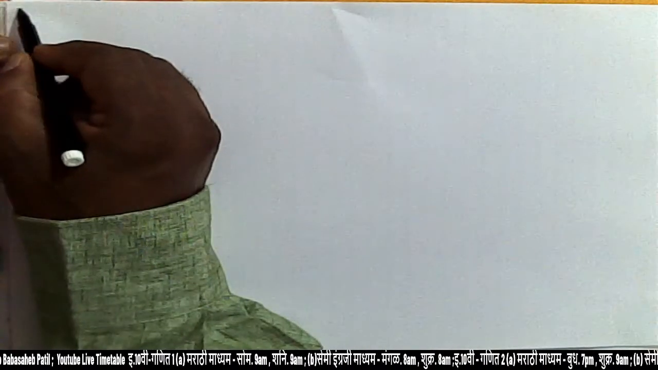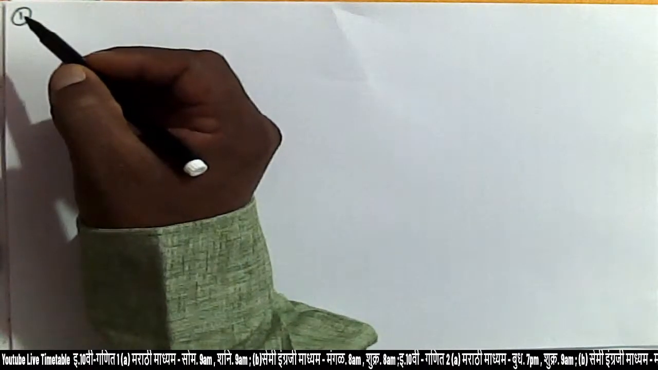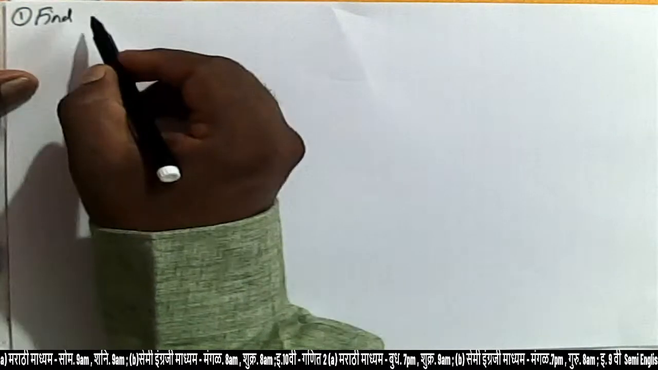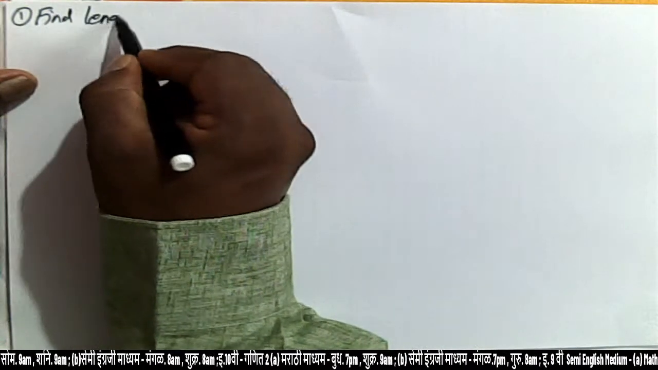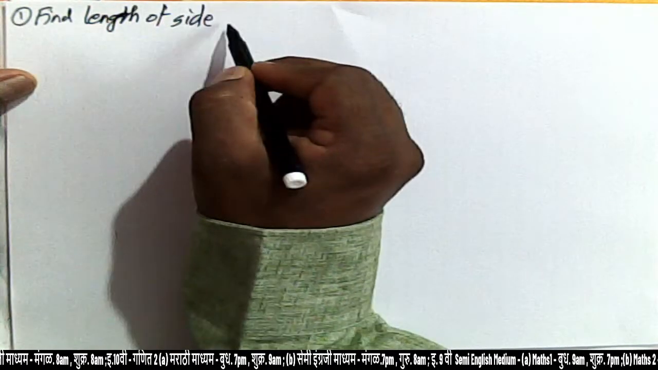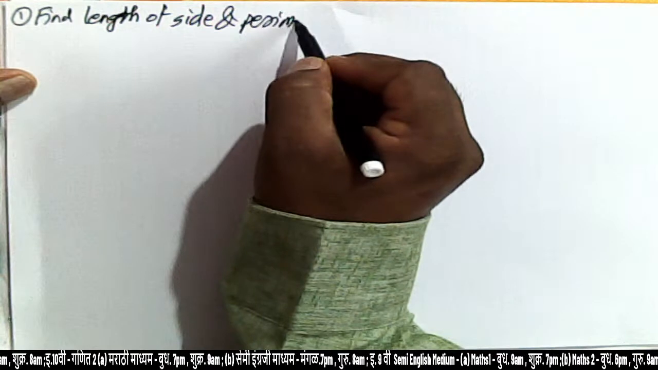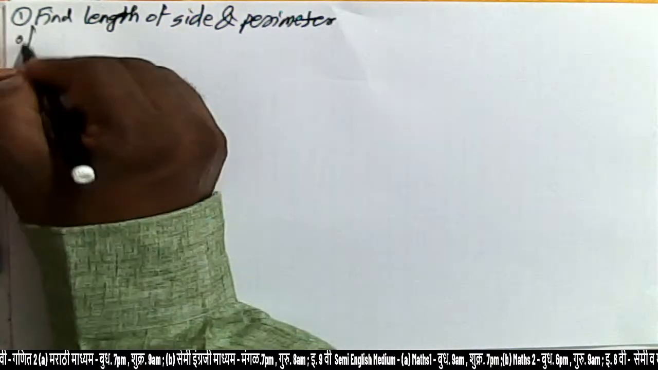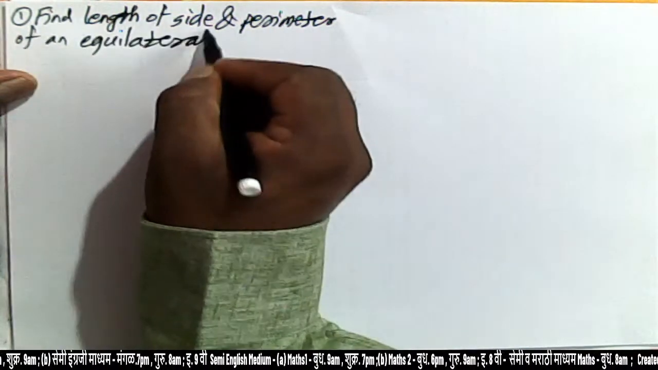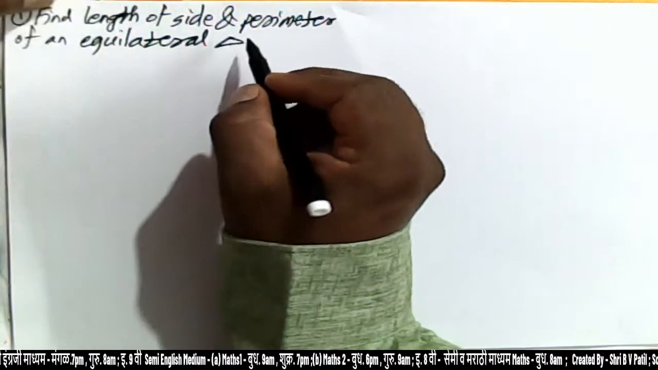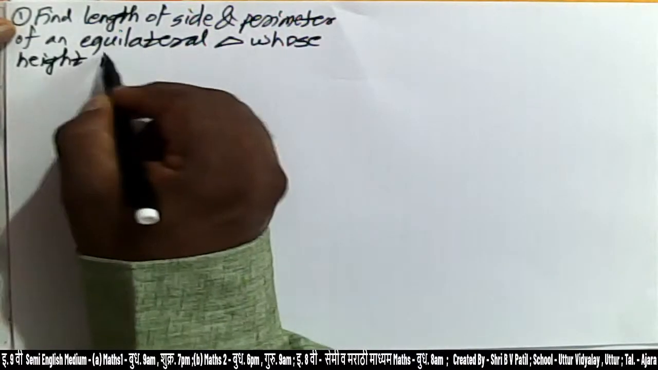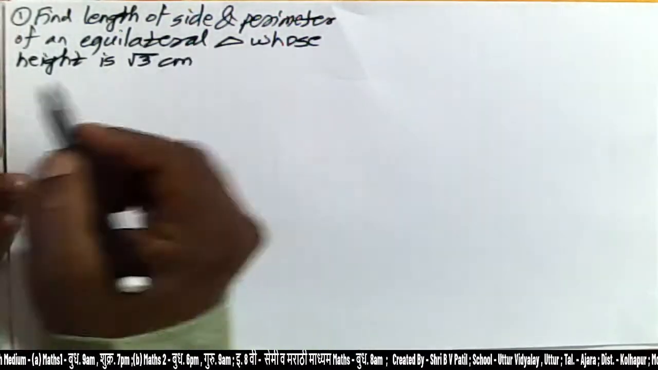Then the next example we discuss here. Find the length of side and perimeter of an equilateral triangle whose height is root 3 centimeter.